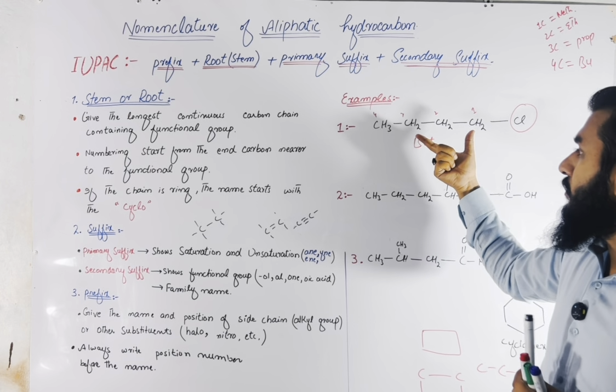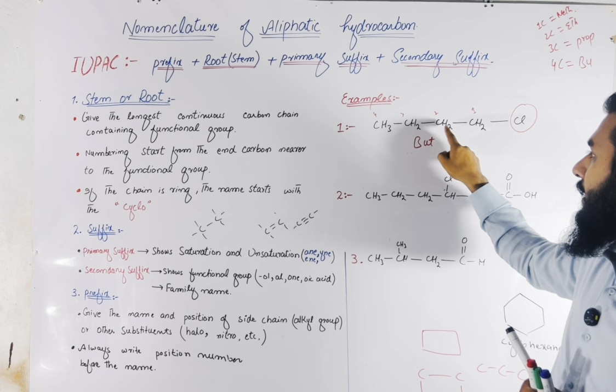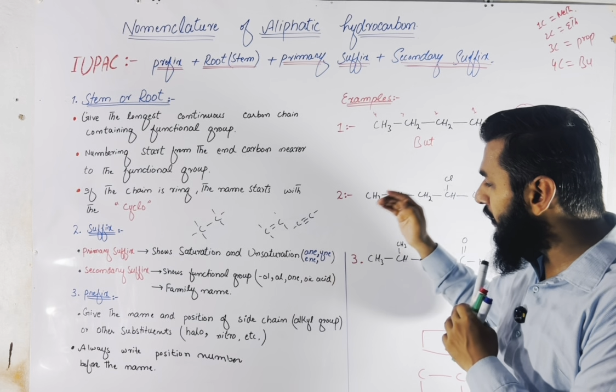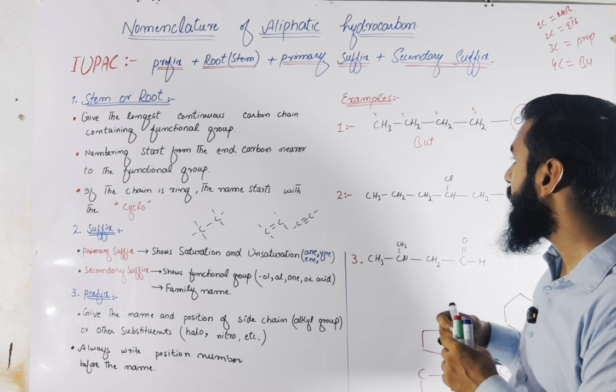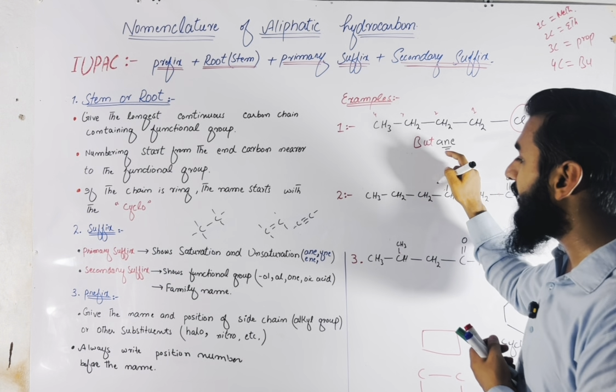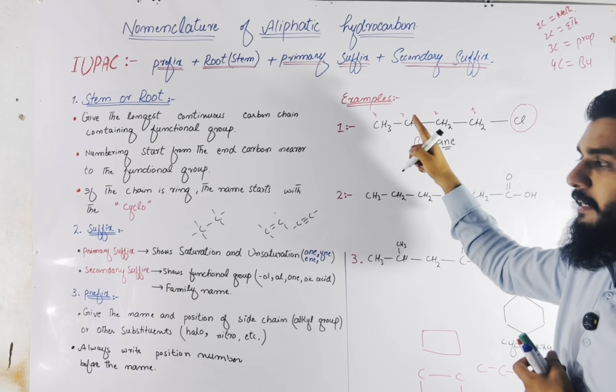And if we talk about this formula, the whole formula contains single bonds, which means it is saturated. For saturated compounds we use the suffix "ane". So this is but-ane. Ane is basically the family name of the organic compound.